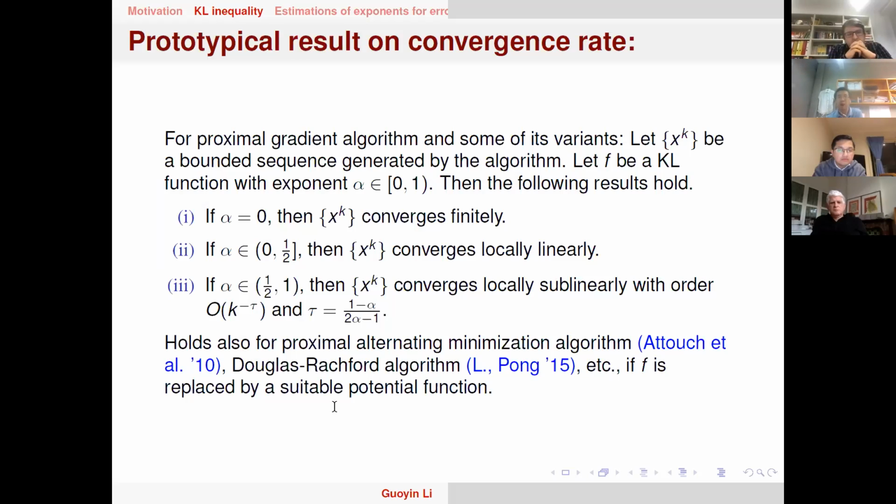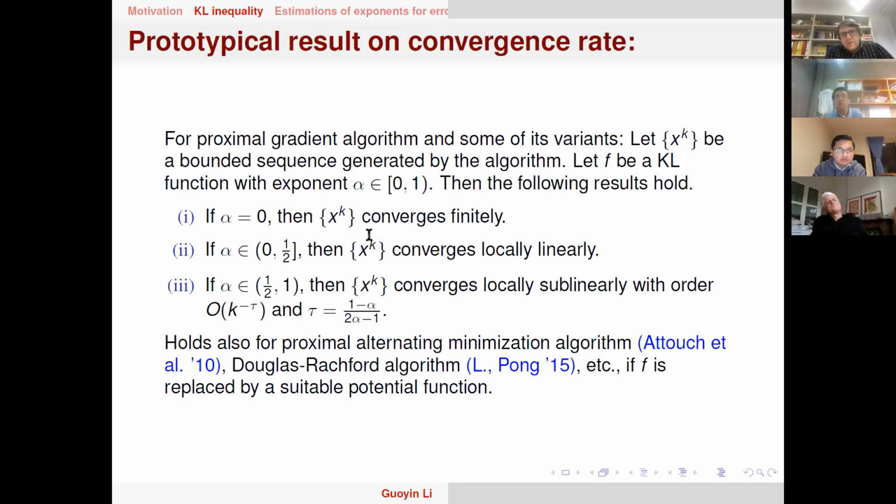So if you have a bounded sequence generated by the algorithm, for example, think of the proximal gradient algorithm, and you can work out that the corresponding Lyapunov function that captures the behavior of your algorithm is a KL function with the exponent alpha, and depending on the range of alpha, you can have different behavior.